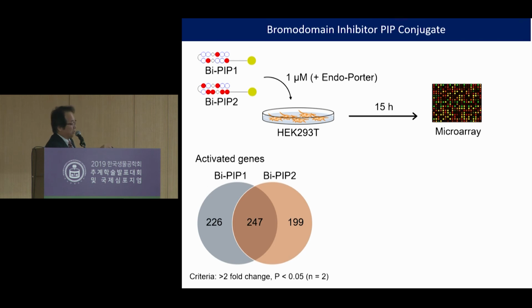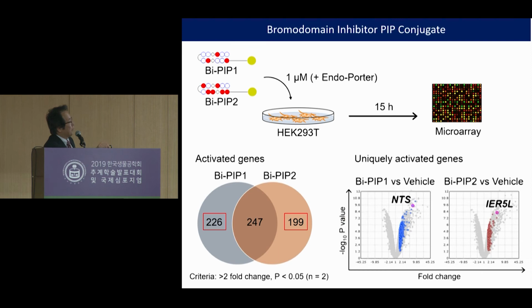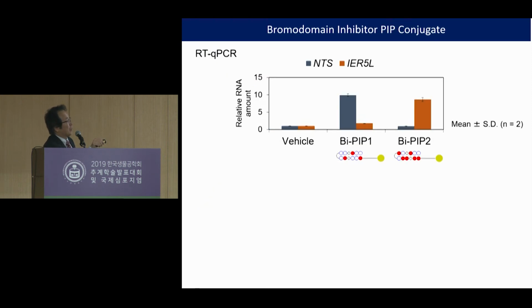activate individual 200 genes. And this is a volcano map, and we selected the typical activated gene, NTS by PIP1 and IER5L by PIP2, and confirmed the activation by using qRT-PCR. And we confirmed the activation.